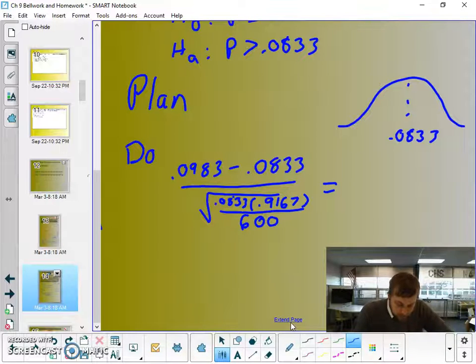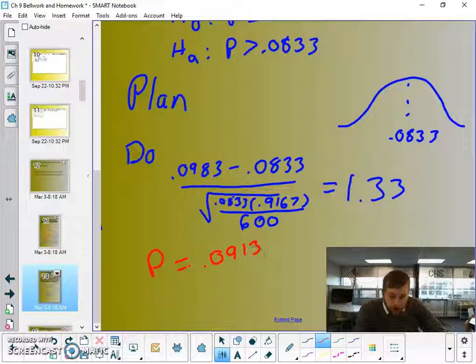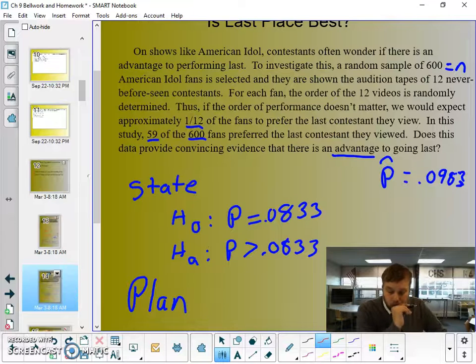All right, back. And I got a z-score. Notice this is what my z-score looks like. I got a z-score of 1.33 roughly. Now I'm going to have to round, so my p-value is going to be slightly different than yours. My p-value is 0.0913. Now where was I drawing the line? Let's go back up here. It doesn't say, does it?